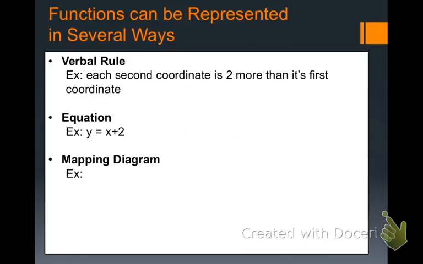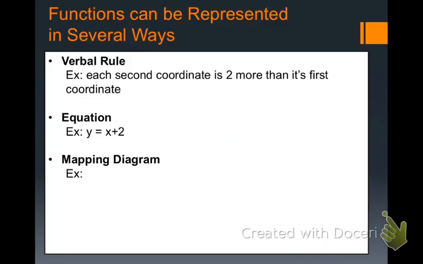We also can represent functions with a verbal rule. So for example, each second coordinate is 2 more than its first coordinate. So if we were to translate that verbal rule, another way we can represent a function is with an equation. So in this case, that becomes y equals x plus 2.